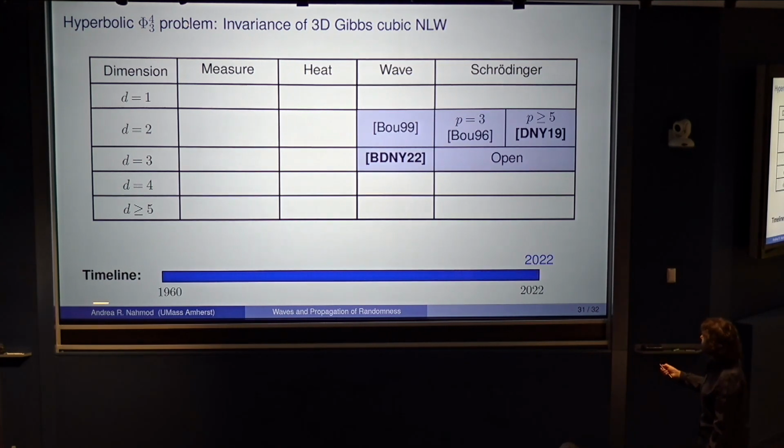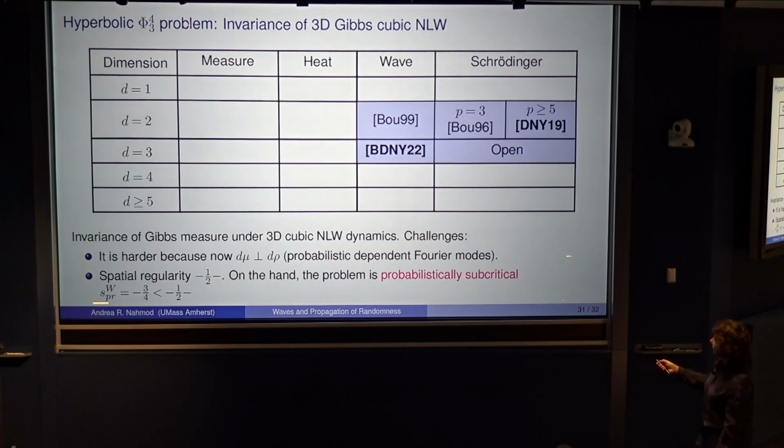And so if you look at this picture, the only remaining problem is this one. And let me tell you two things about why this is a hard problem. Again, because in 3 dimensions, first of all, you are very irregular. The measure is in -1/2. But what gave us hope that we could solve it is the fact that for the wave equation, the scaling is -3/4. So this problem is still probabilistically subcritical, which means that we have a chance. And it's hard because, just as with the heat equation, the measure is singular with respect to the Gaussian. So that means that you start with probabilistically dependent Fourier modes, which is very difficult.